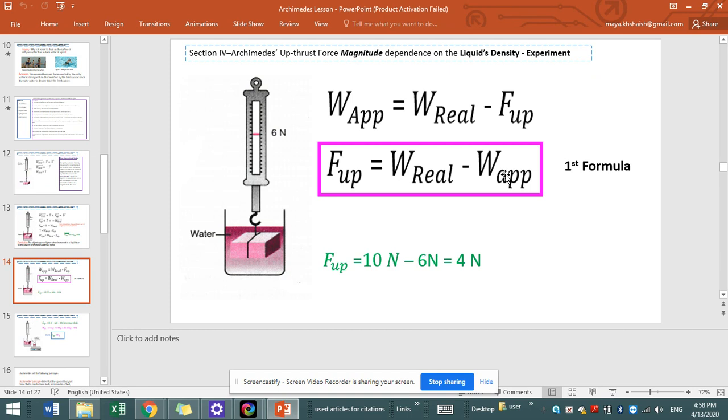In this case, we can calculate the magnitude of the upward force. So 10 Newton minus 6 Newton is 4 Newton. Now we have the magnitude of the three forces, the upward force, the real weight, and the apparent weight. And this formula is required to be memorized.